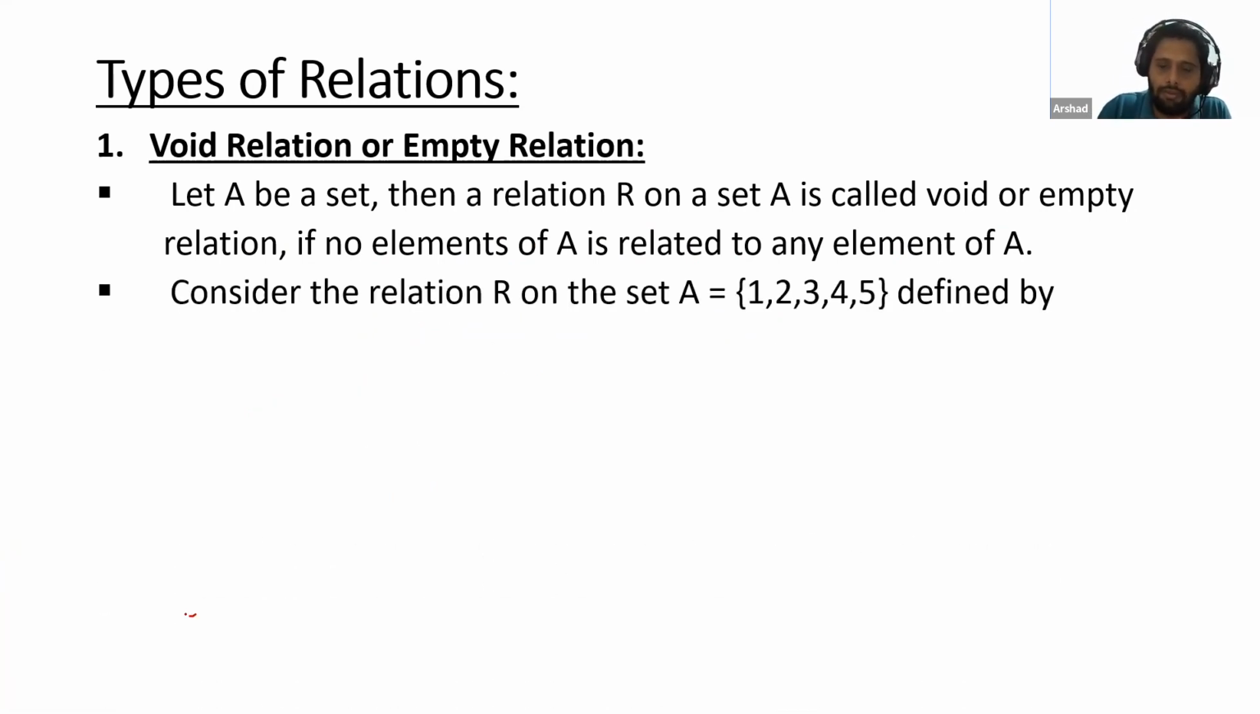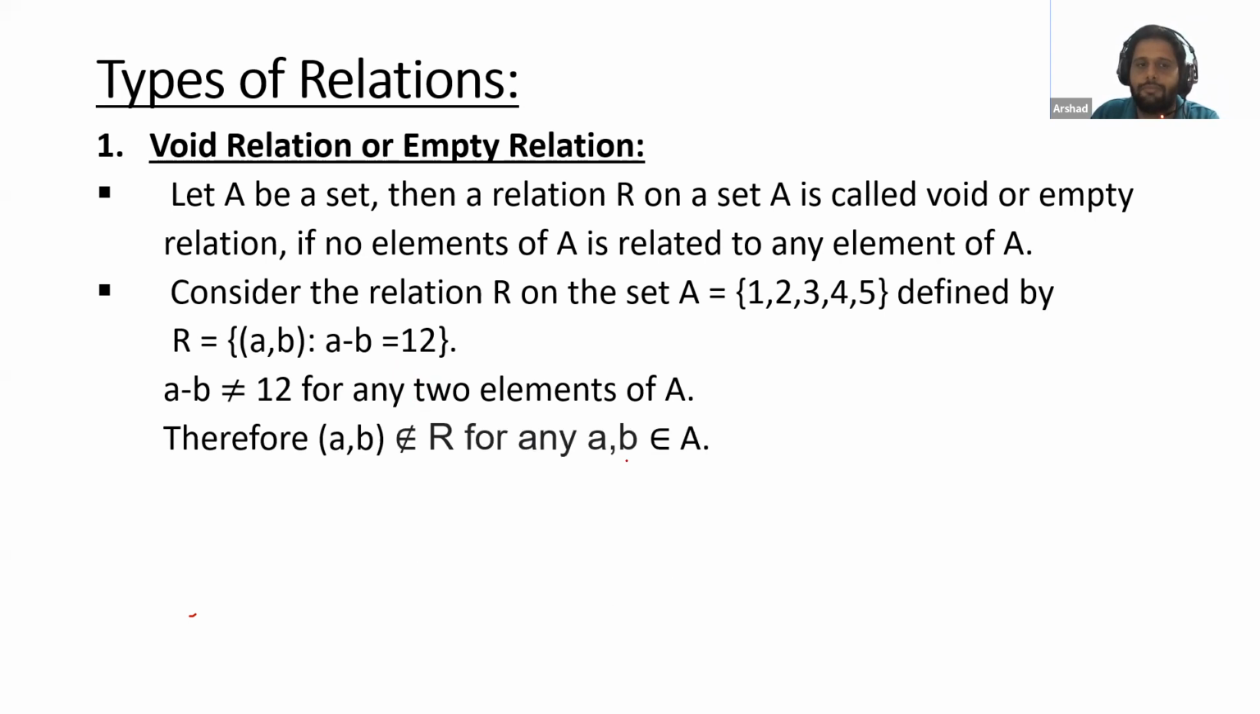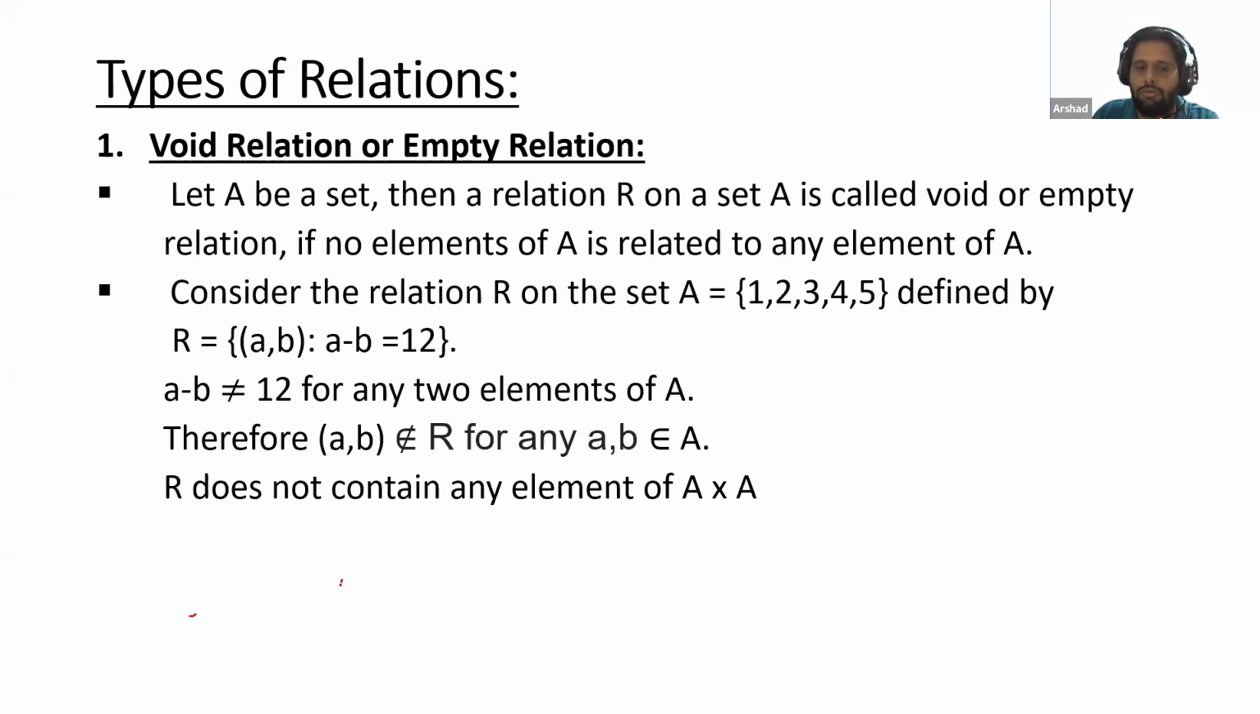Now we will take this example. Consider the relation R on the set defined by, again the same, A minus B is equal to 12, which is not possible. That's why this is called a void or empty relation. So R is an empty set, and we will say that R is a void relation in A.